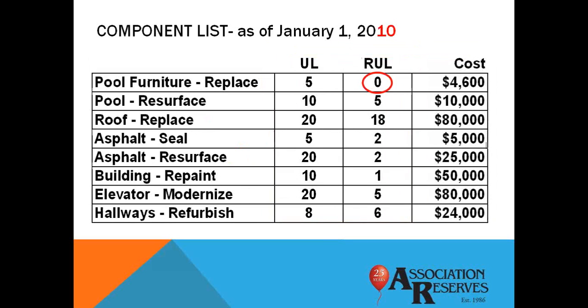Now, let me demonstrate the various ways that this component list information becomes outdated. Remember that for this scenario, this is the reserve component list for the association's 2010 fiscal year. In a perfect world, the useful life would remain stable through the years, and scheduled replacements like the pool furniture circled in red would be made on schedule, and each of those components would age gracefully according to plan.